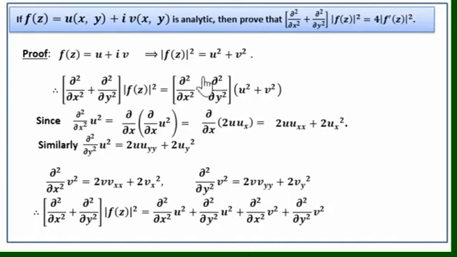Next we simplify this and write. So this becomes equal to ∂²(u²)/∂x² plus ∂²(u²)/∂y² plus ∂²(v²)/∂x² plus ∂²(v²)/∂y². Okay, and then substitute for these four partial derivatives from this. Substitute these four here in the right hand side.